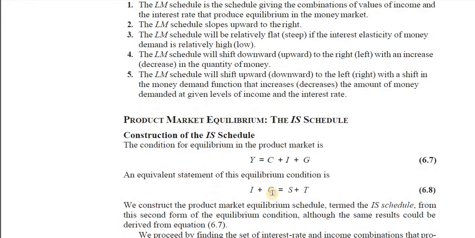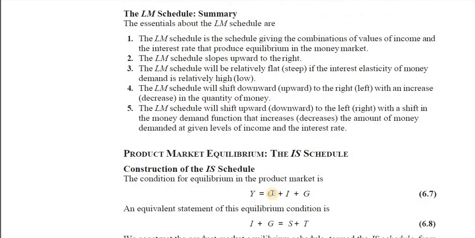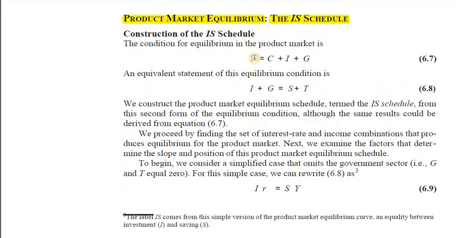So we have seen everything that was needed for the LM schedule. You can try reading the Freud on your own, because it's really important. Let's get on to the IS schedule now. We are talking about the product market equilibrium here. So this is either way simple.